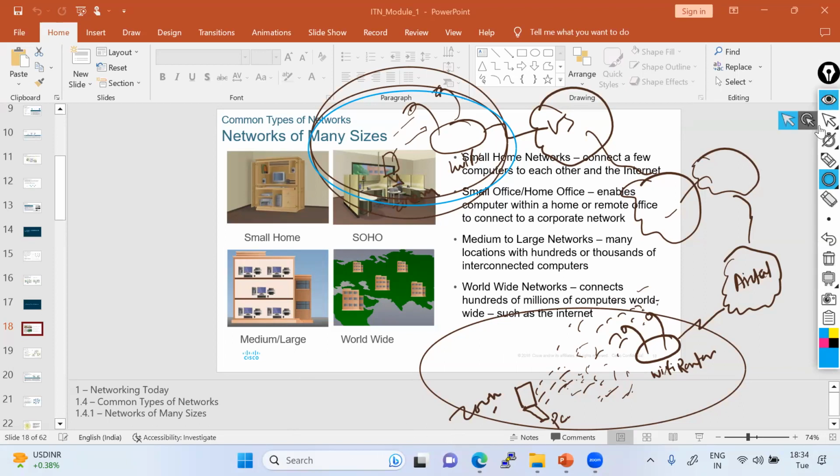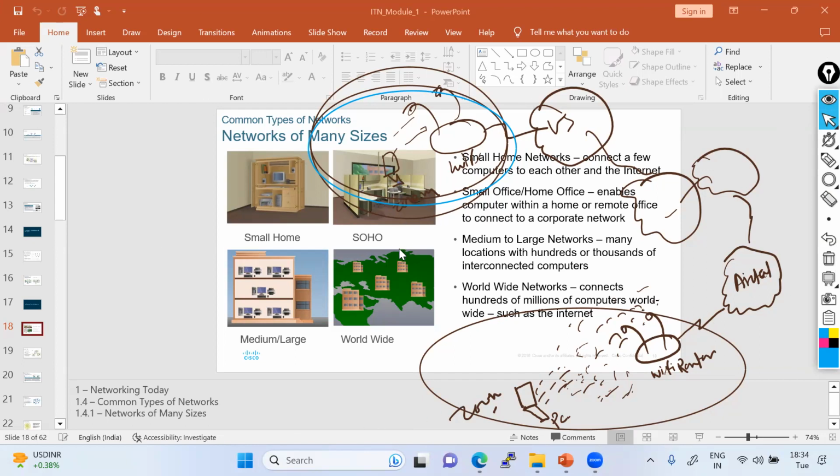Just after a small investment, I can start using the internet connection and start communicating all over the world, right? So this is known as your small home network, not a wide area network.